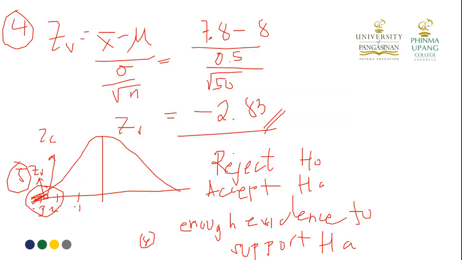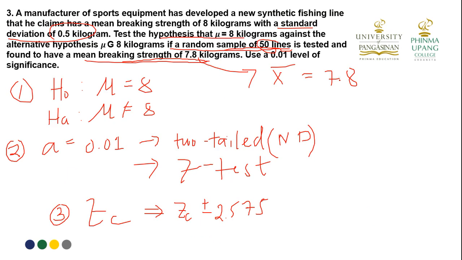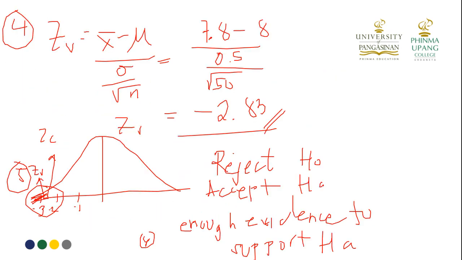Sir, yung letter B parang di ko naintindihan po, yung sa evidence. Saan yung B dyan? Yung letter V sa evidence, hindi ko maintindihan. Sorry na, pangit ang sulat ko pag nagmamadali. Enough evidence. Tama yung spelling ko. Evidence to support HA. That is point number 3.